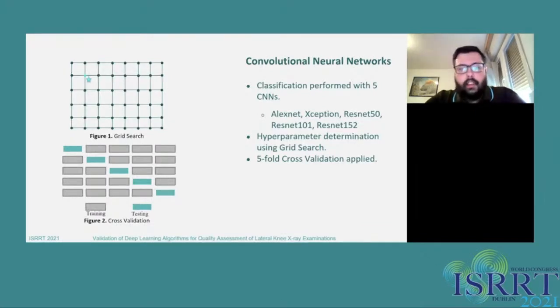Finally, cross-validation is applied, in which the dataset is split into 5 parts, 5 folds. The process of training and testing is repeated 5 times. In each of these times, one part of the dataset is used for testing and the others for training, with a different part used each time. This allows us to test our models, to see how they perform on different parts of the dataset and how robust they are.